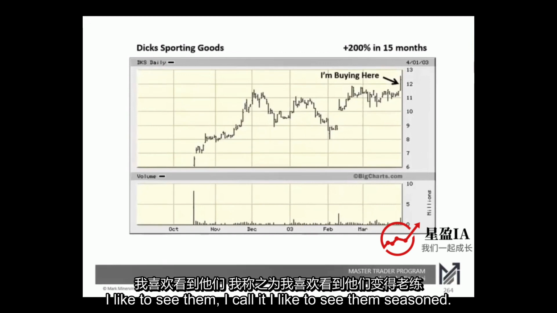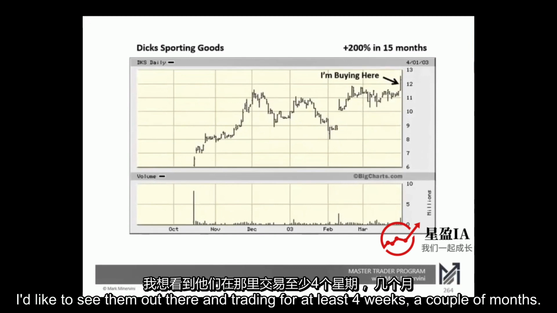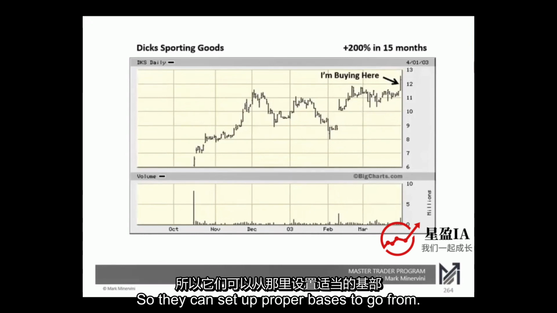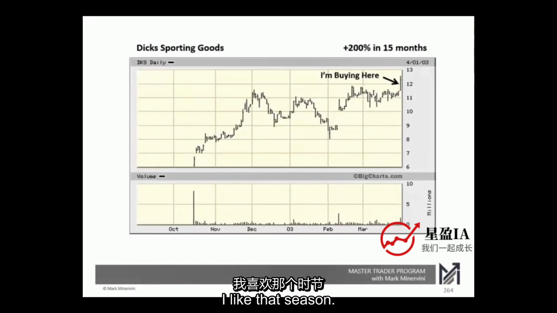So I like to see them seasoned. I like to see them out there and trading for at least 4 weeks, a couple of months, so they can set up proper bases to go from. I like that seasoned.